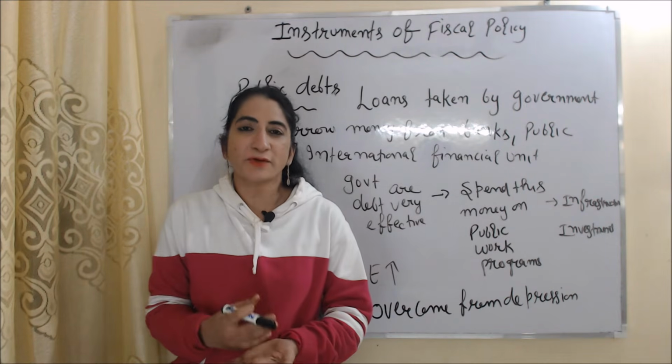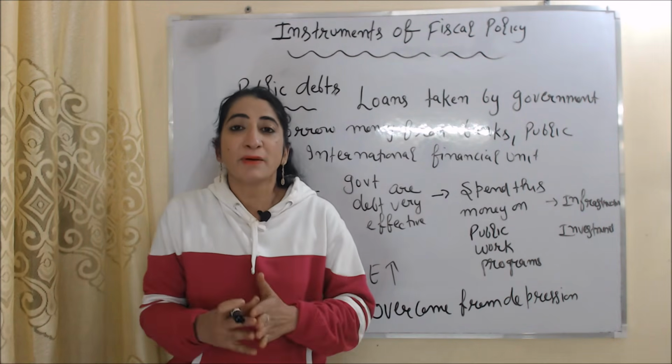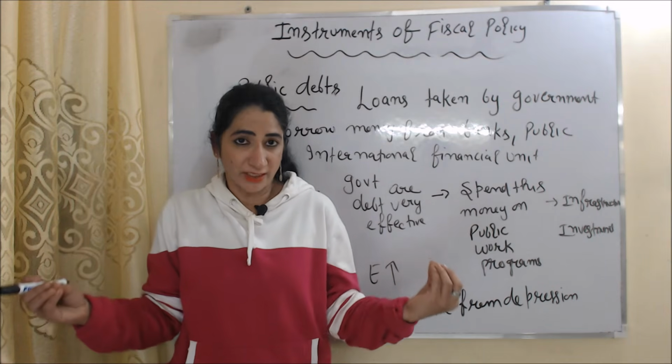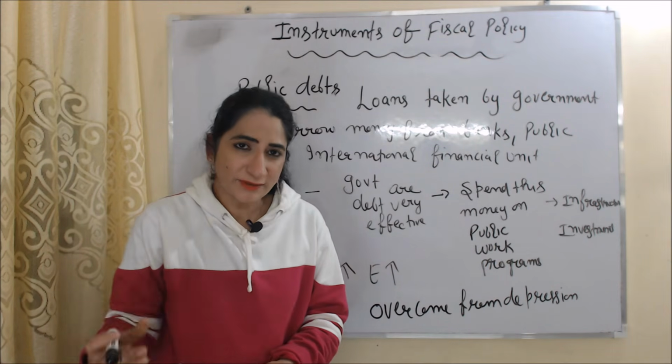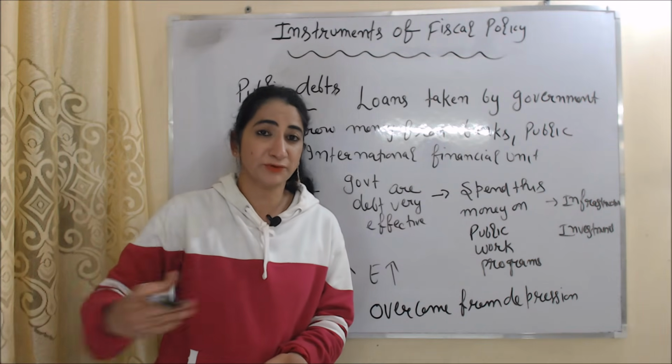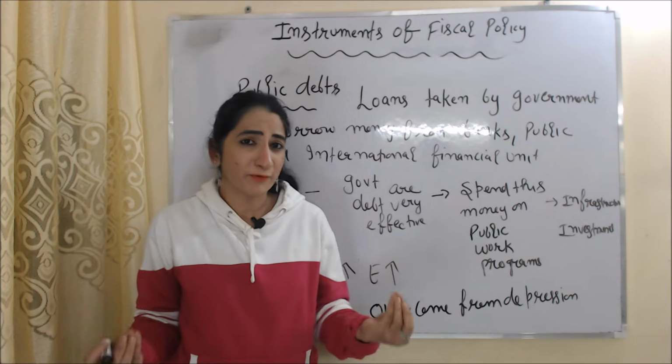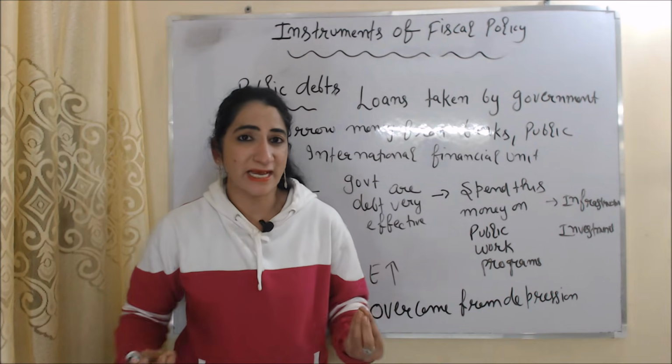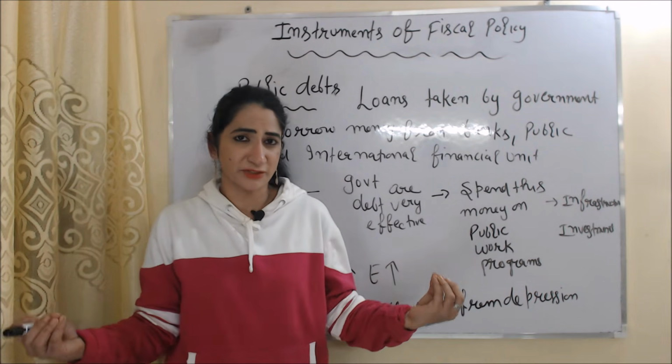Next instrument of fiscal policy is public debt. Public debt means loans taken by government. Sometimes government expenditure exceeds its income. During this time period, government borrows money from banks, from the public as well as from international financial institutions.